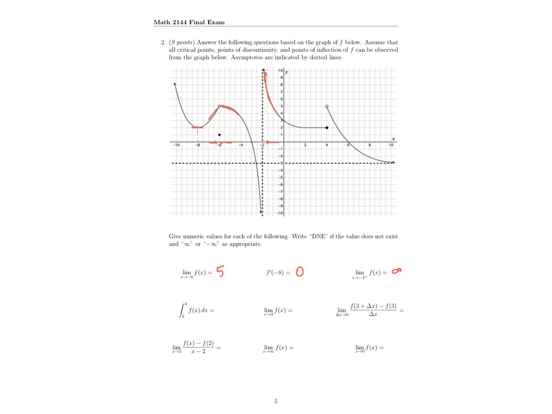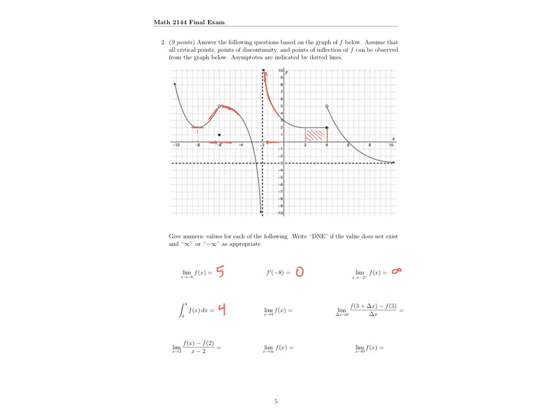The next one, the integral from 2 to 4 of f of x dx. And so I can look here from 2 to 4. And this looks like just a rectangle here of height 2. So the width is 2, the height is 2, and so the answer there is 2 times 2, which is 4.